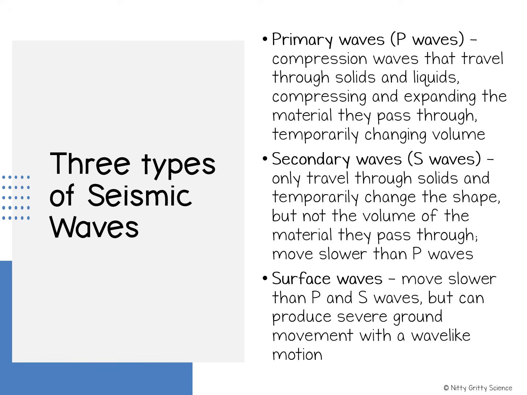Now, when P waves and S waves reach the surface, some of them become surface waves. Surface waves move more slowly than P and S waves, but they can produce severe ground movements. Some surface waves can even make the ground roll like ocean waves, and others can shake buildings from side to side.